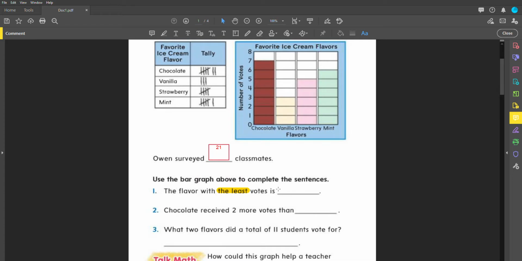The flavor with the least votes. What does the least votes mean? That means when you look at the bar graph, the least number of bars is colored. That means the least votes. As you can see, we have 7 chocolate, 3 vanilla, 5 strawberry, and 6 mint. Which one is the least? Of course, the vanilla. So what we're going to write here is vanilla.